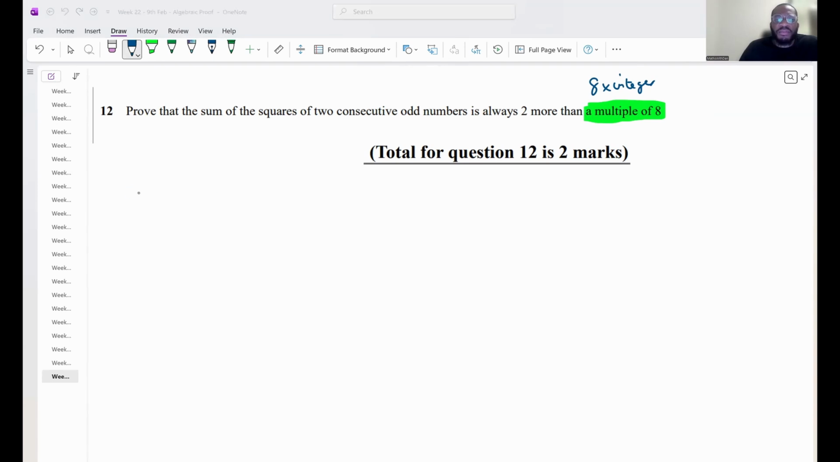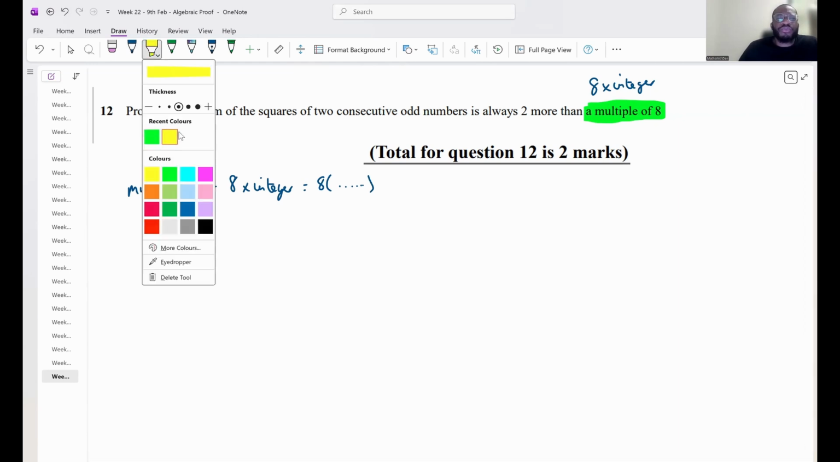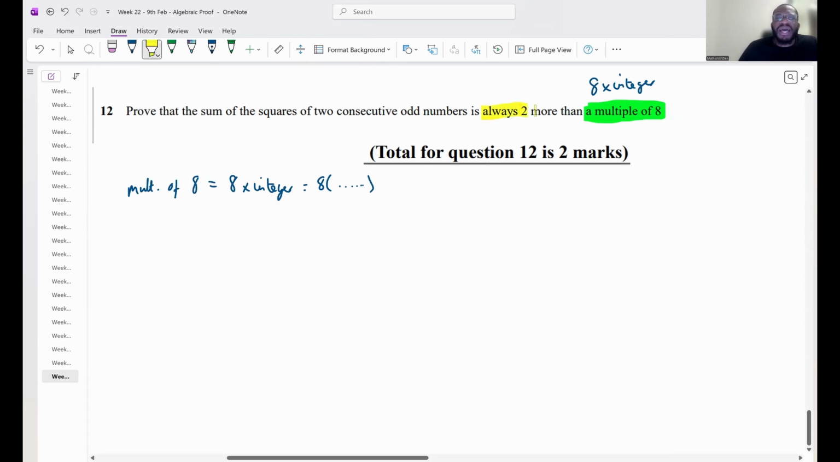So a multiple of eight is going to equal eight times an integer, which we can write algebraically as eight and then a bracket with something inside. Now it says it's always two more than that though. So how does that affect things?